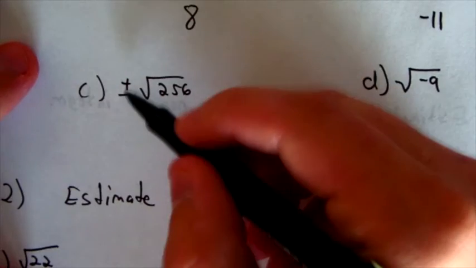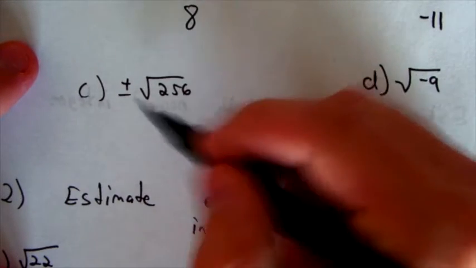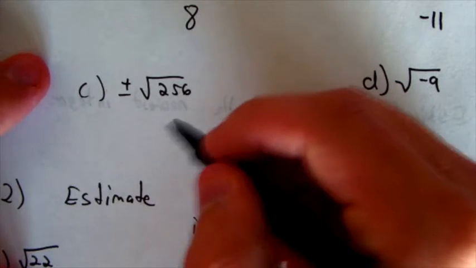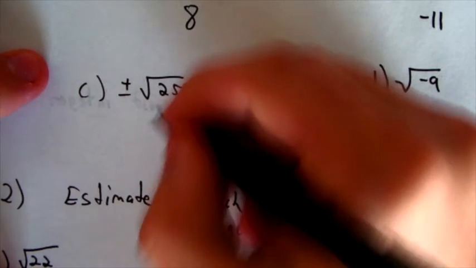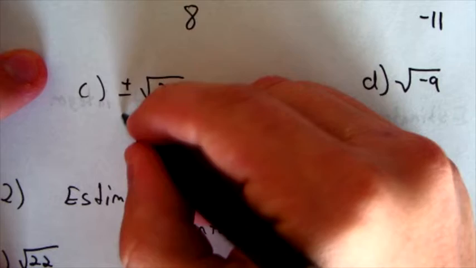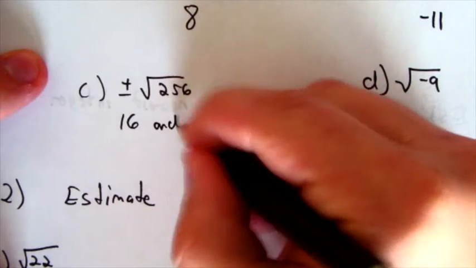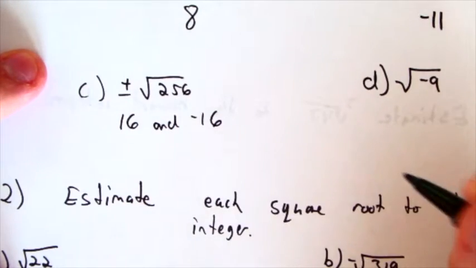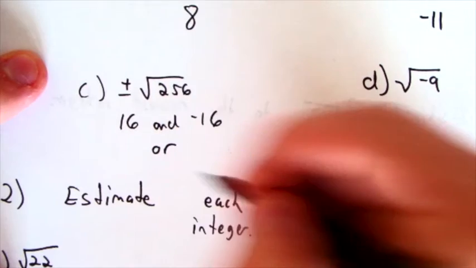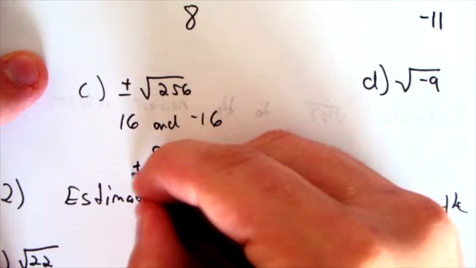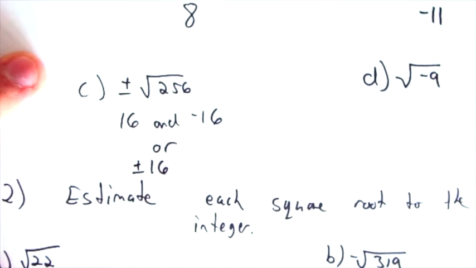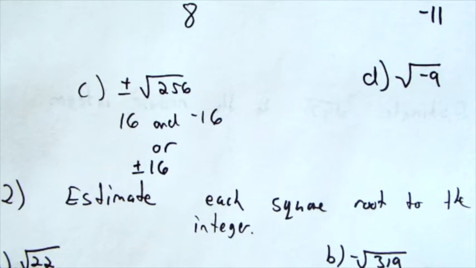Letter C, I have both positive and negative, which means I'm going to be looking for both roots. There's a couple of different ways that I can show this. I can either show it as 16 and negative 16, or I can simply show plus and minus 16. Both are perfectly acceptable. In fact, both would be accepted on the final, but you get to choose which one you want to do.